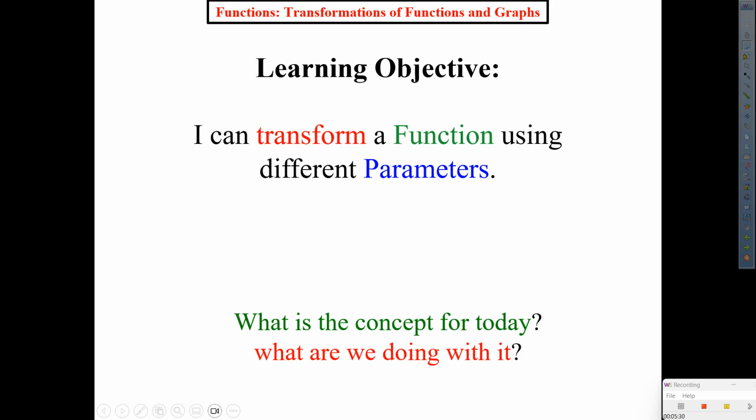I can transform a function using different parameters. All right? So by now we know what the definition of a function is. In your own words, tell your neighbor, what is a function?